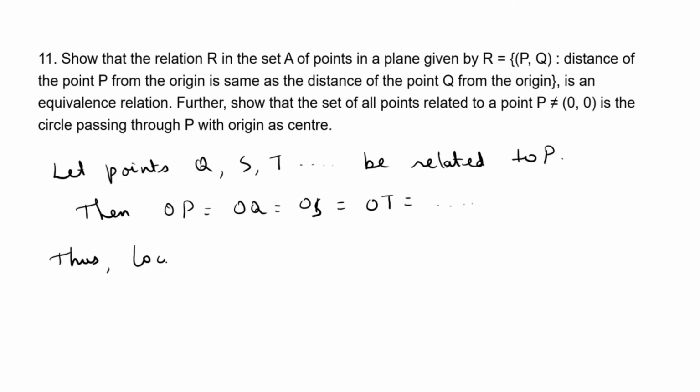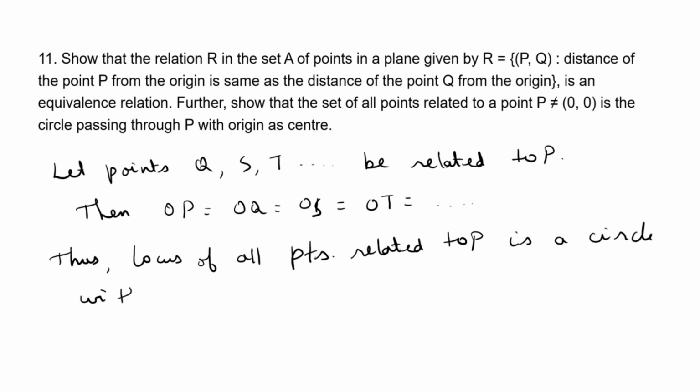So thus the locus of all points related to P is a circle with center O and passing through P. I hope this is clear.